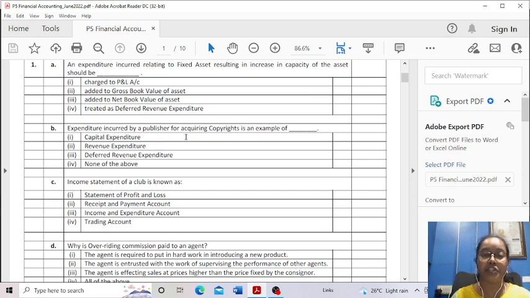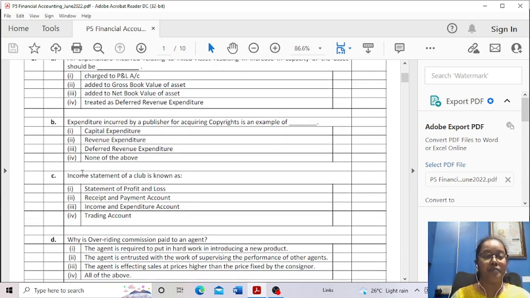Expenditure incurred by a publisher for acquiring copyright is an example of. So what is the expenditure they are going to incur by the publisher for acquiring? Let us assume acquiring a copyright, I have the idea that it is going to provide the benefit for more than 1 year. So usually what happens, if it is a benefit for more than 1 year, it means capital expenditure. Then you go with the options. Point number 1, capital expenditure. Point number 2, revenue expenditure. Point number 3, deferred revenue expenditure. And point number 4, none of the above. So here the answer is capital expenditure. Directly you can tell.